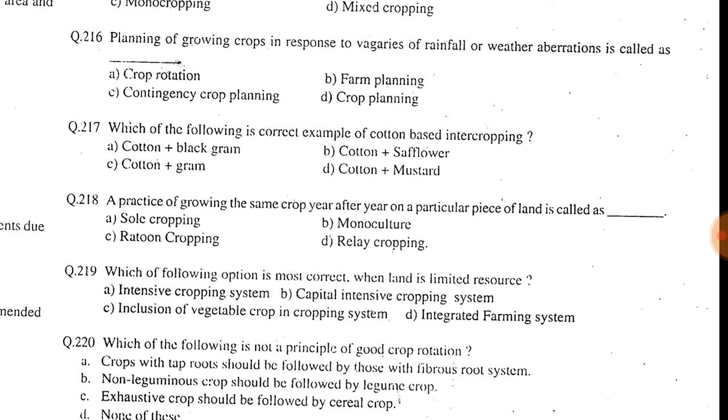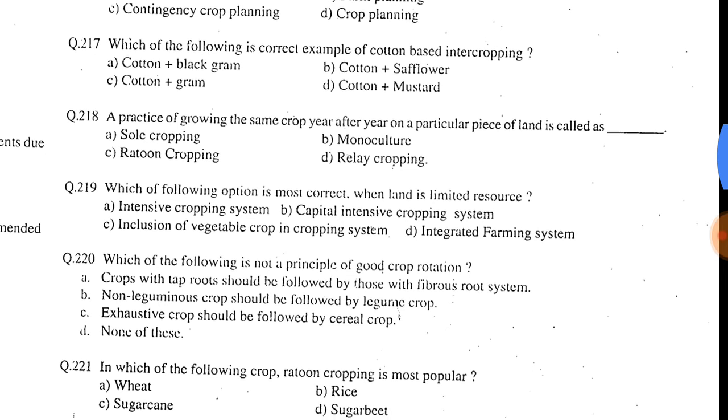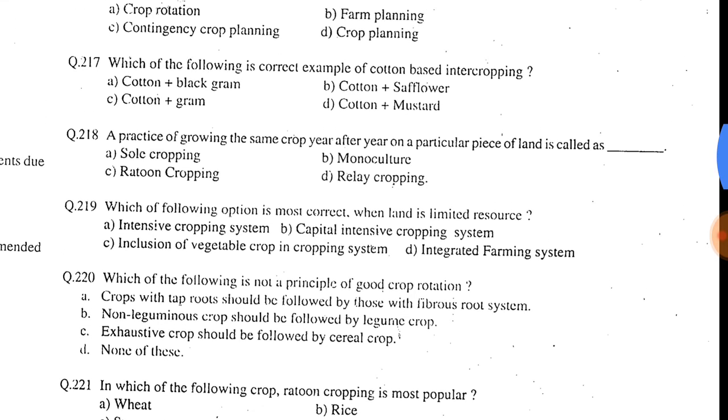Which of the following option is most correct when land is limited resource? Intensive cropping system. 220. Which of the following is not a principle of good crop rotation? Exhaustive crop should be followed by cereal crop. This is not a principle, the other three are principles. Crop with tap root should be followed by fibrous root. No legume crop should be followed by legume. Question number 221.